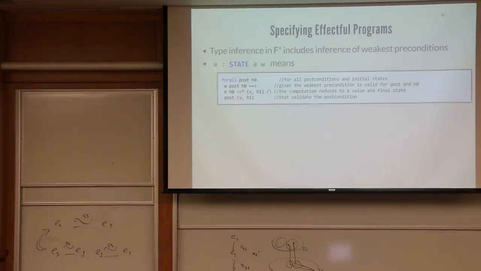So what it means is that for postconditions, if you can prove the weakest precondition W applied to the postcondition in the initial state, so the weakest precondition applied to the postcondition is a precondition, so if you can prove that precondition about the initial state, then E in the initial state is going to result in a final state such that the postcondition is true of the result in the final state.